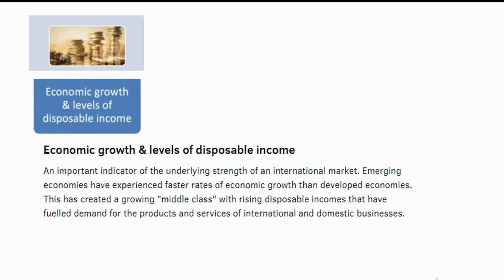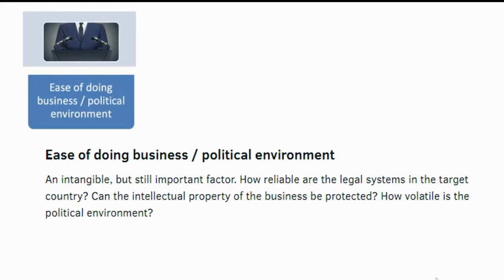So, economic growth and levels of disposable income. So you can think about some countries which are growing economically, which are improving. And when that happens, then some more people get some more disposable income. So what they need beyond basic necessities, food, water, rent. And then they can perhaps spend money on your product. So that's something to consider.